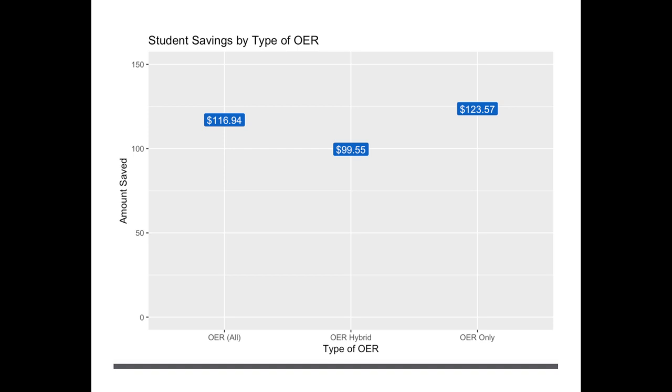So on the left here, OER all, whether or not there's some kind of additional homework or practice platform associated. The average savings for OER would be about $117. For OER hybrid, it's about $100, and for OER only, it's about $123.